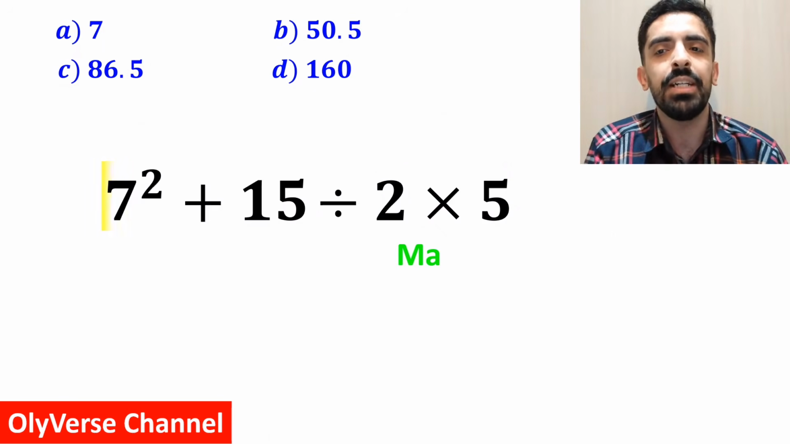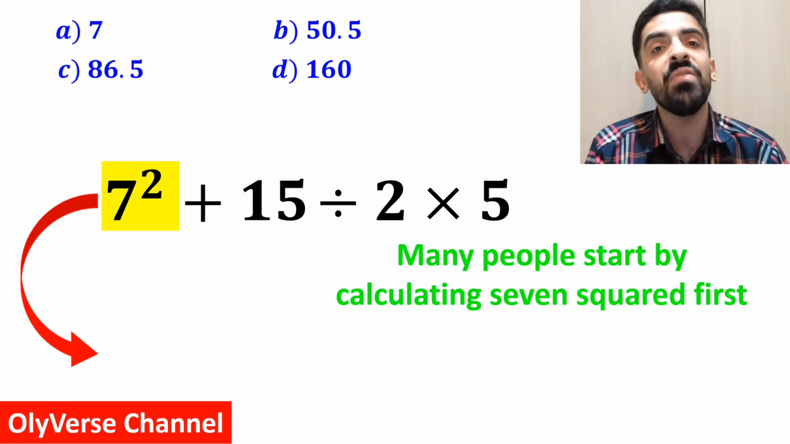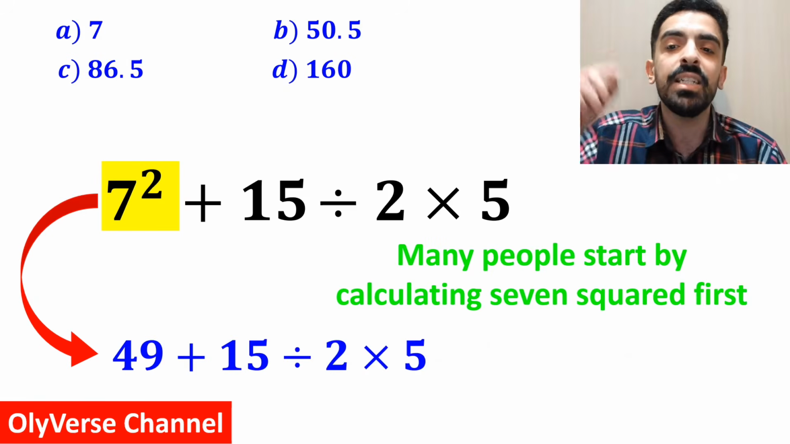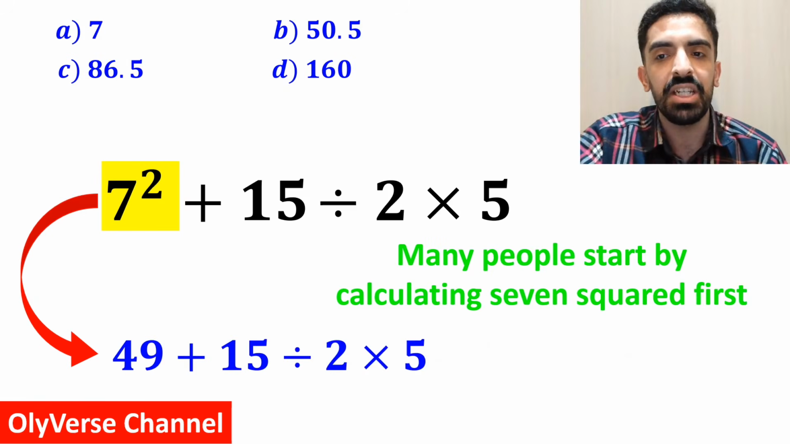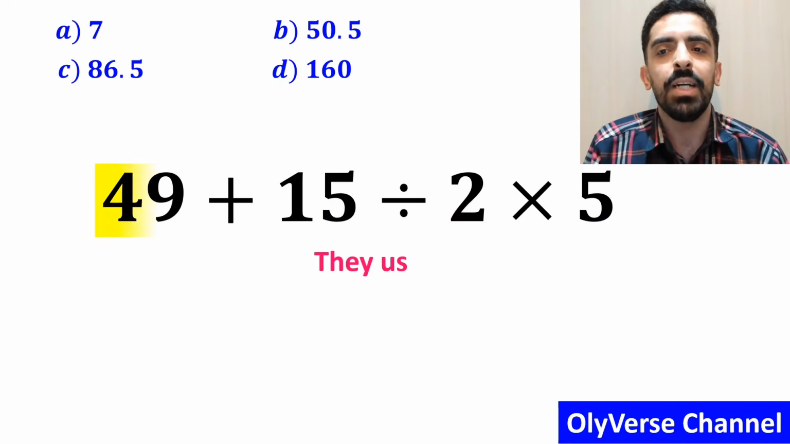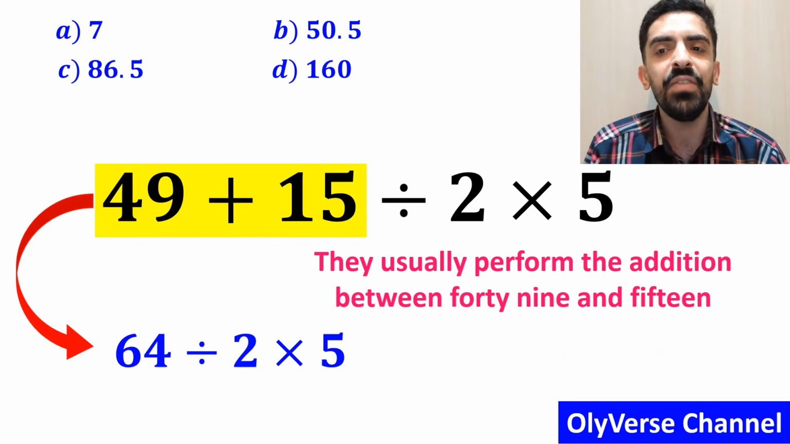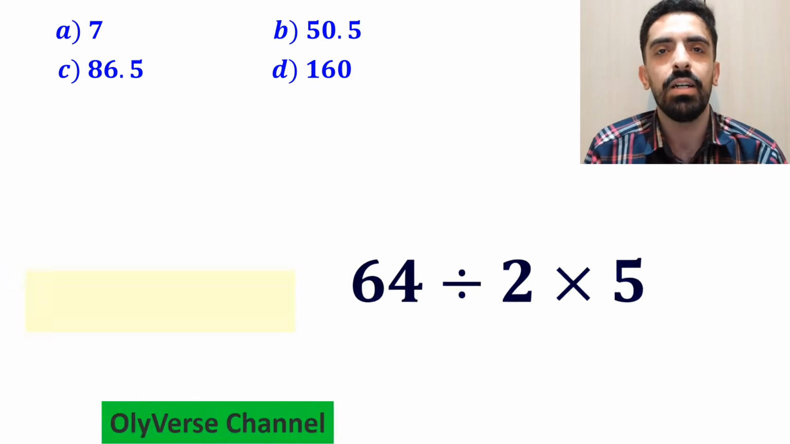To solve this question, many people start by calculating 7 squared first, and instead of the original expression, they rewrite it as 49 plus 15 divided by 2 multiplied by 5. And the next step, they usually perform the addition between 49 and 15 and simplify this expression to 64 divided by 2 multiplied by 5.